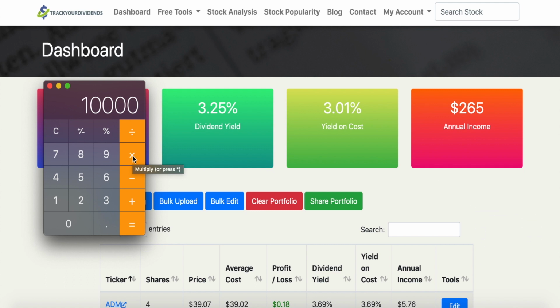So we got $10,000 here. We're going to times that by 5%. And now you can see that's $500 that your portfolio will be producing every single year. And if you're curious on what that breaks down to every single month to kind of plan out your income, all you're going to do is hit the divide button, 12, and then you hit the equal, and that's going to give you a little over $41 every month that you can count on that your portfolio is producing.